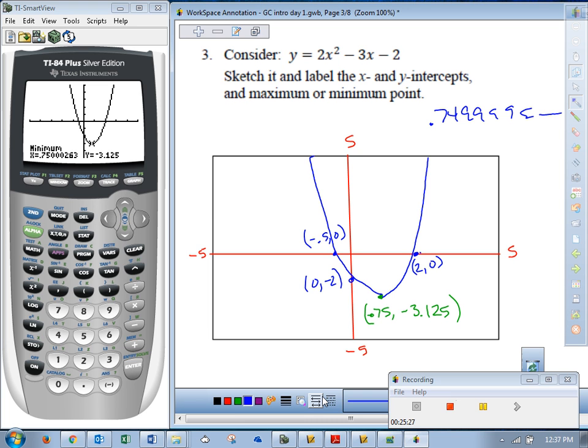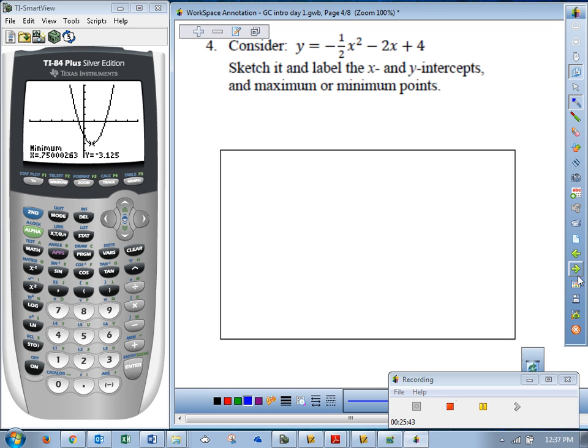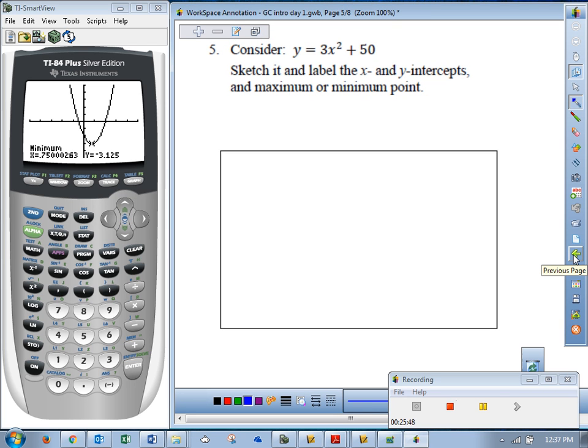Sweet. Next one. If I let you do this, we'll skip that one. Sorry. Next one. If I let you do that one on your own, you'd be here all day. Because you'd punch it in and try to graph it and be lost. Because you never thought about it ahead of time.